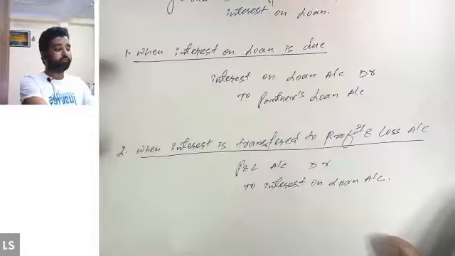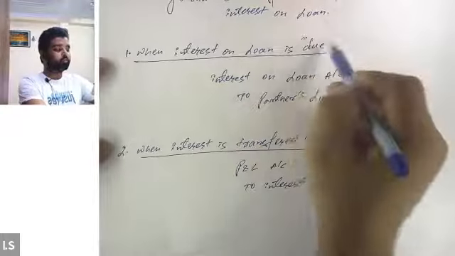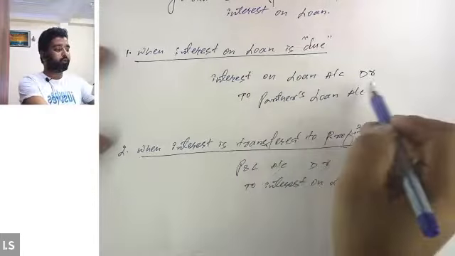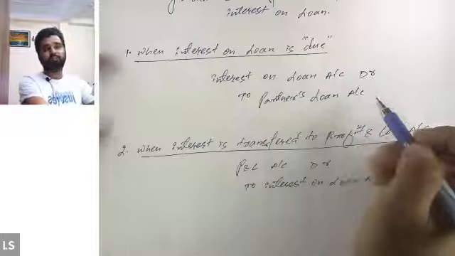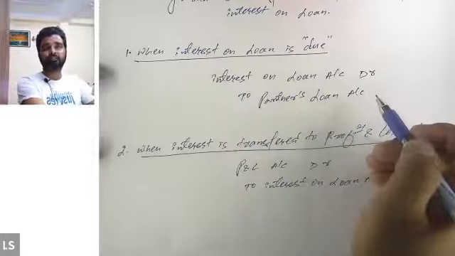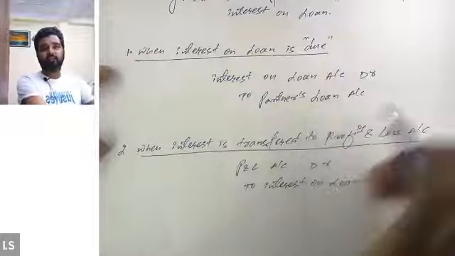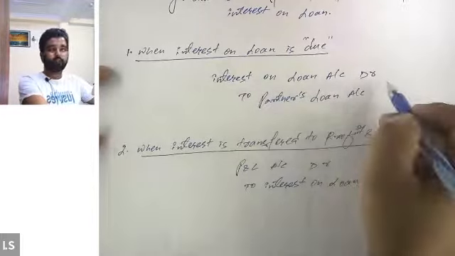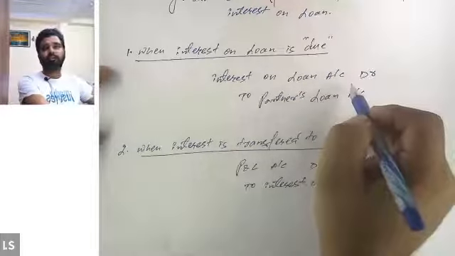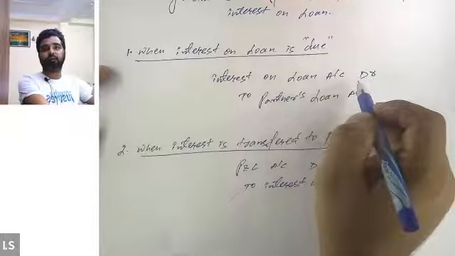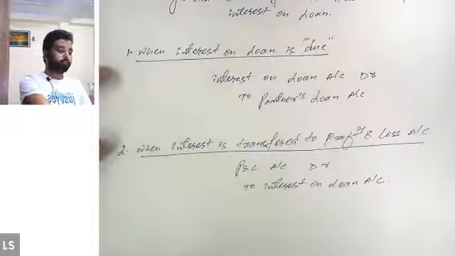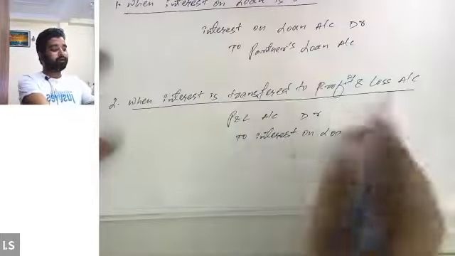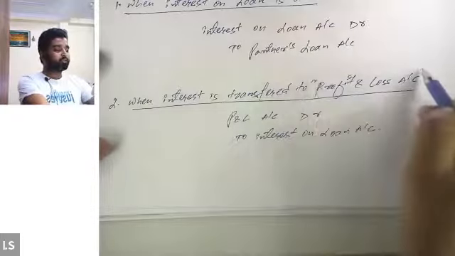The first journal entry will be done when the interest is due. When interest is due, the journal entry will be interest on loan account debit to partner's loan account. Since interest on loan is a kind of expense for the business, we are debiting interest on loan, right? We are debiting it because it is an expense from the firm's point of view. And after passing this journal entry, we need to pass one more journal entry to transfer this expense to the profit and loss account.